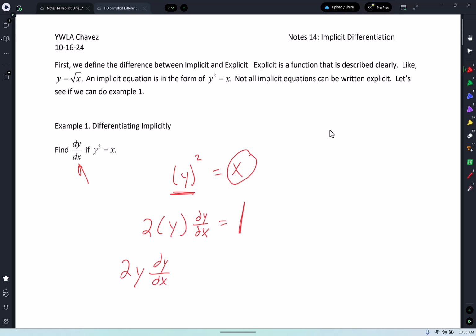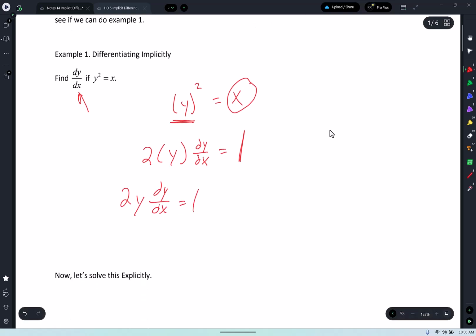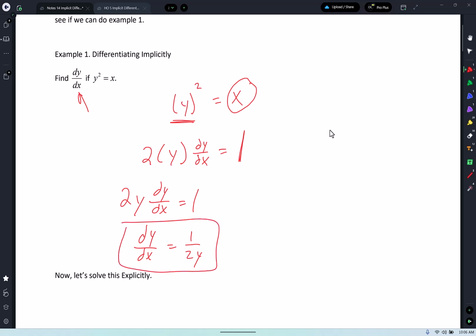Again, it's like chain rule, but not really. People don't call it chain rule. They just say we're taking the derivative implicitly. Divide by 2y, and you get dy dx equals 1 over 2y. And you are done. That's a derivative. Notice that this time my derivative has y's and x's on it, or in this case, just y's. That's a big difference.